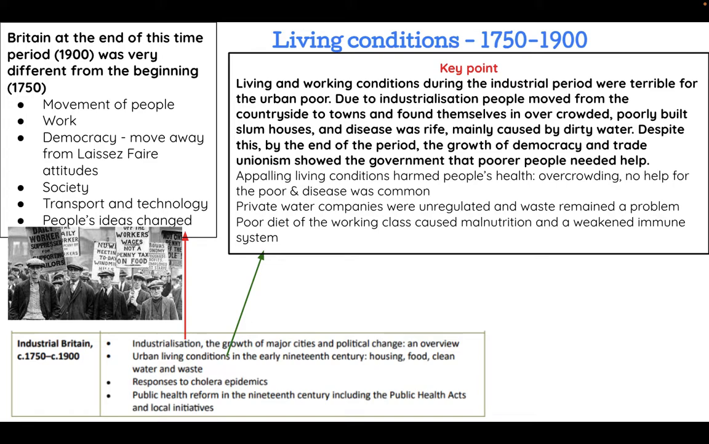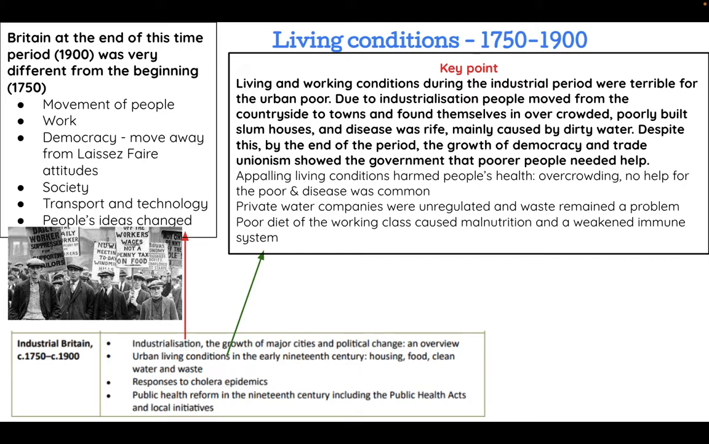And my last point I want to explain about living conditions is the industrial working class's poor diet, which caused malnutrition and a weakened immune system. So the diet of the industrial working class was basic: potatoes, bread, butter, beer and tea. Beer was actually cheaper than tea. In the towns and cities, it was often difficult to obtain fruit and vegetables, and this contributed to malnutrition, so the lack of the right nutrients in someone's diet. The diet was high in carbohydrates. That was needed because of the long hours of labour, of work in the factories.